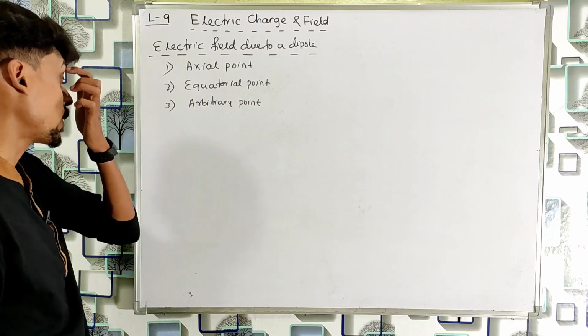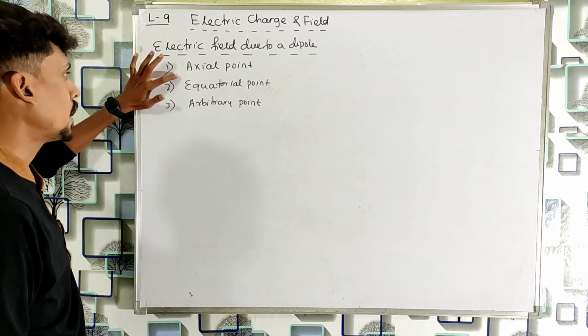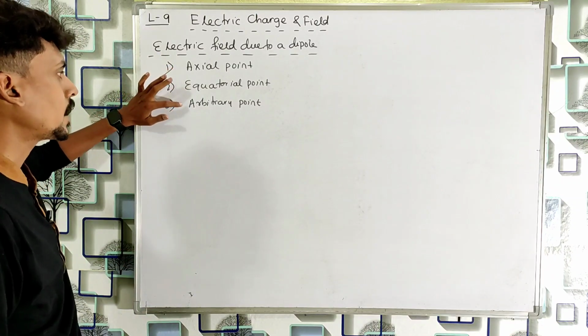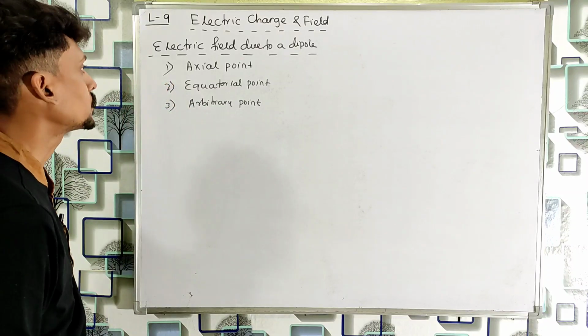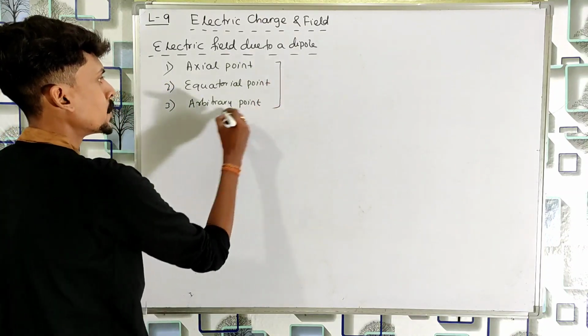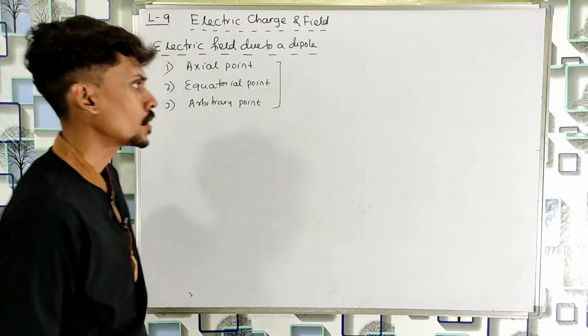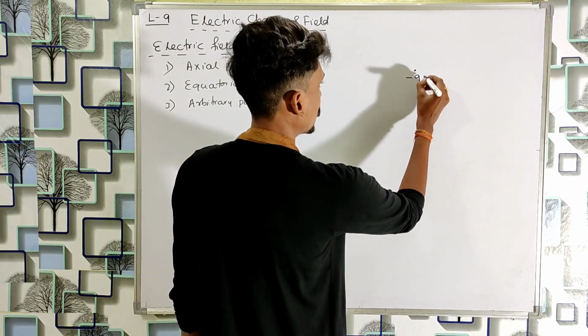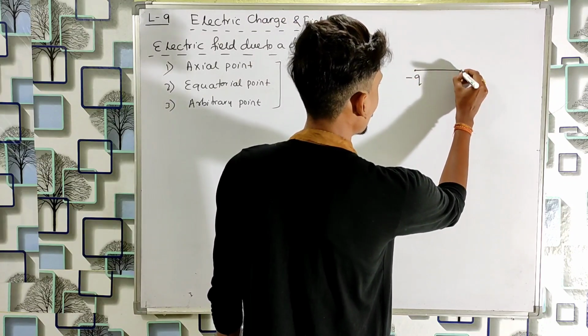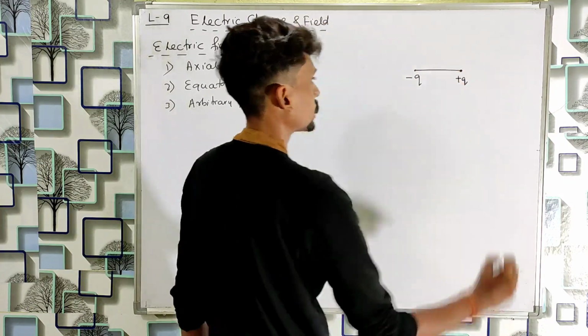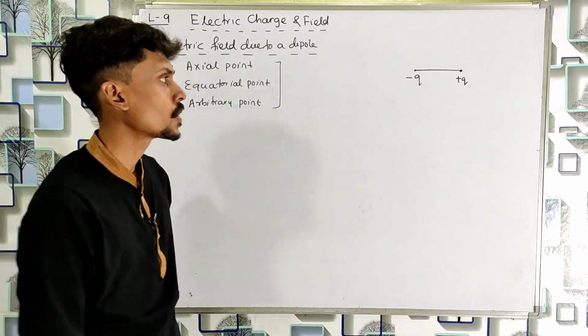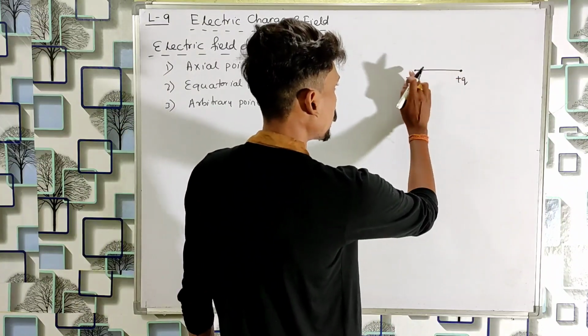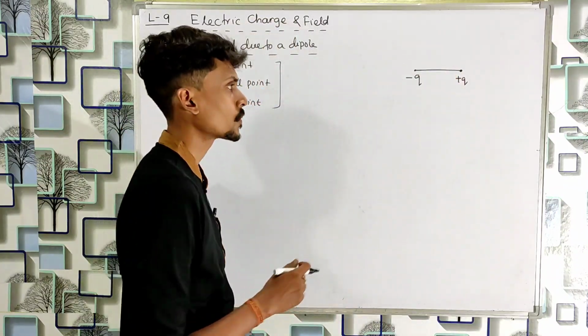Electric field due to a dipole at an axial point, at an equatorial point and at an arbitrary point. So what is the meaning of axial point? Suppose I have a dipole consisting of two charges, minus q and plus q. Is that clear? So this is the line which joins the two charges.